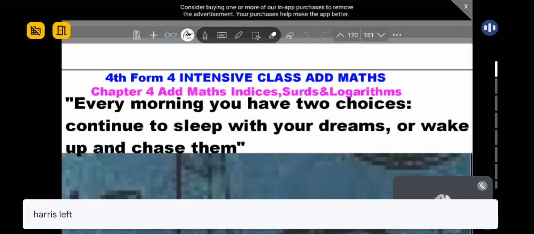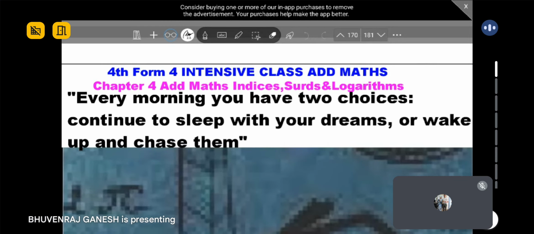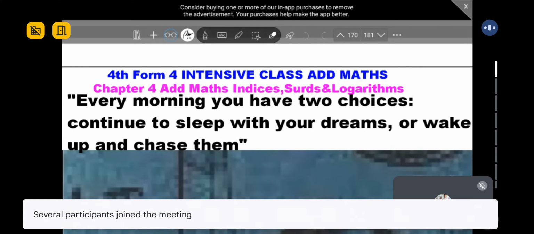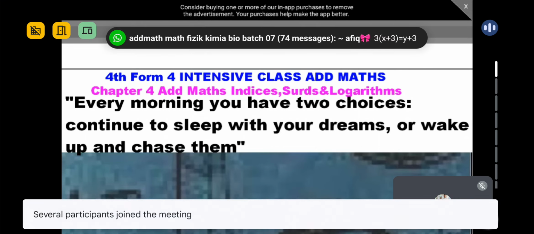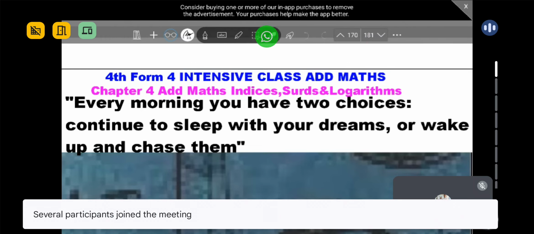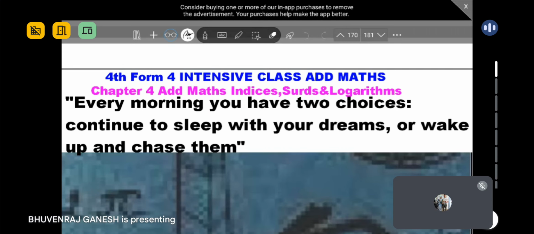Okay, guys. So welcome back. Today we will learn Form 4 Chapter 4 for Additional Maths. Okay, bab 4 tingkatan 4 matematik tambahan. Alright, so this chapter is talking on your indices, surds and logarithms. Okay, bab index, surd dan juga logaritma.